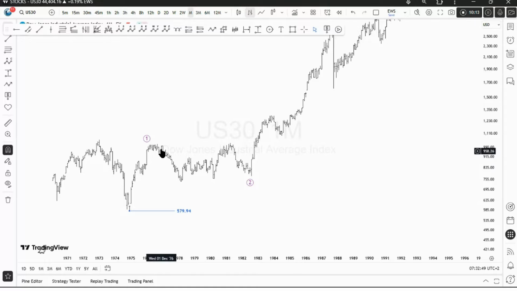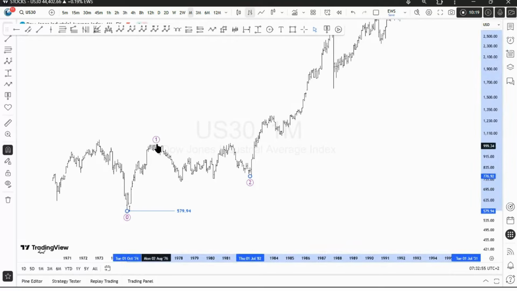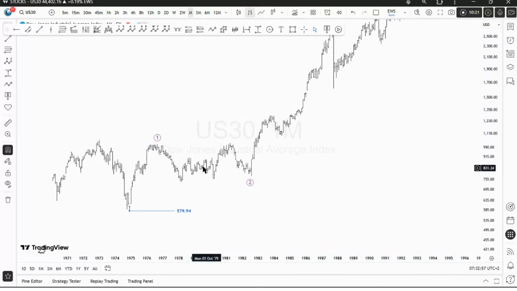So 1 2, but if you say that's the end of wave 1, then that means we have wave 3 waves. So I would rather consider a truncation maybe at this point or at that point there. So again, a truncation there, and then what do we have here? A decline right here. Now, what if we consider a zigzag in this case?